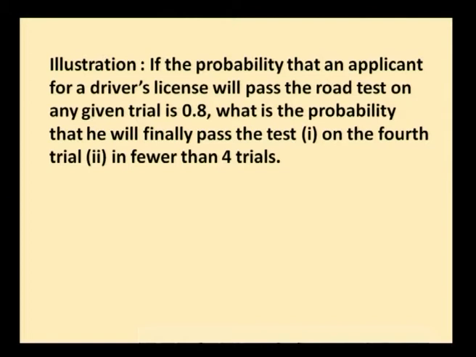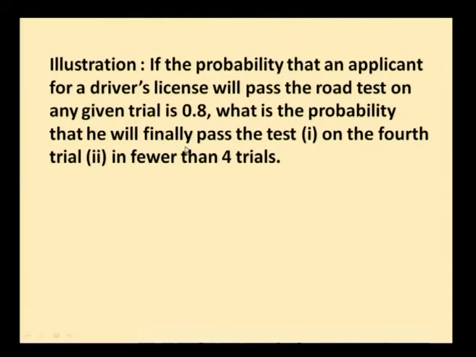If the probability that an applicant for a driver's license will pass the road test on a given trial is 0.8. For the driver's license, the passing probability for the road test is 0.8. What is the probability that he will finally pass? This word finally only mentions that the first success will appear on so and so trial. This particular word specifies that we have to use the geometric distribution for this problem. So, he will finally pass the test on the 4th trial, and the second subdivision is in fewer than 4 trials.